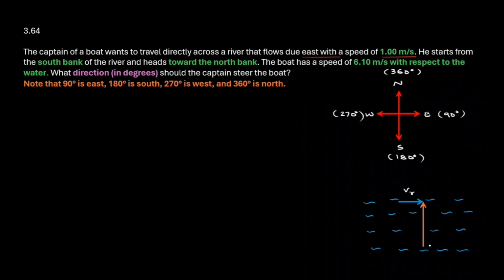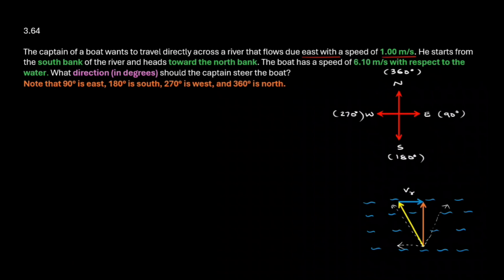Now, if the captain were to direct his boat straight from the south bank to the north bank of the river, because of the river flowing to the east, the boat will be drifted towards the east in this manner. In order to compensate for this, the captain needs to steer his boat at an angle west of north so that the x component of the velocity of the boat can cancel the effect of the river. So the velocity of the boat in the river must be directed in this manner.